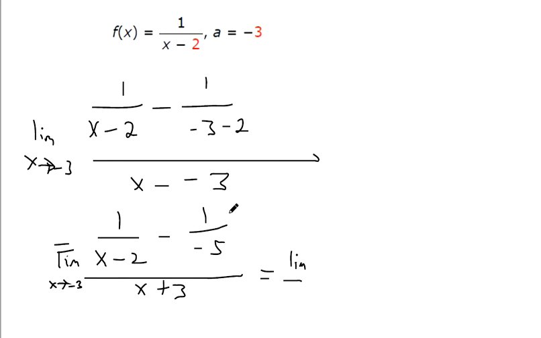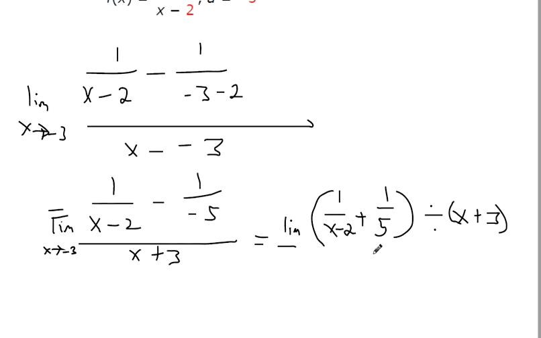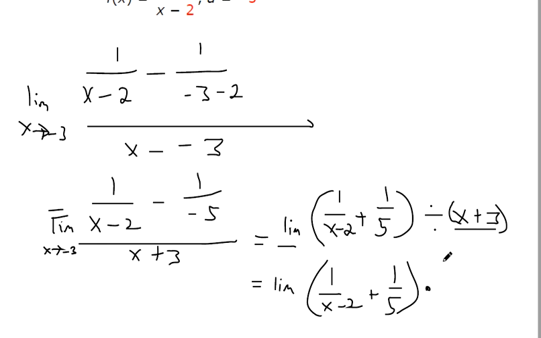Let's see. There's a few different ways we could go about this. Let's do 1 over x minus 2. This is the numerator, right? And that's minus a negative 1/5. I'm just going to change that to plus 1/5 to make it easier. And I'm dividing that by x plus 3. That's another way of writing what we have here. Instead of a fraction, I rewrote it with division notation. Okay? And then we can change this by flipping and multiplying. So it's the limit still as x approaches negative 3. 1 over x minus 2 plus 1 over 5. Think of this as a fraction. It's over 1, right? So I'm going to flip and multiply.